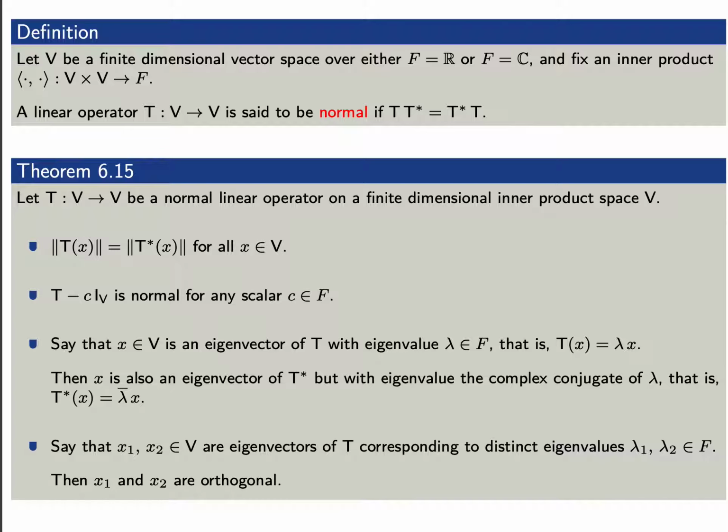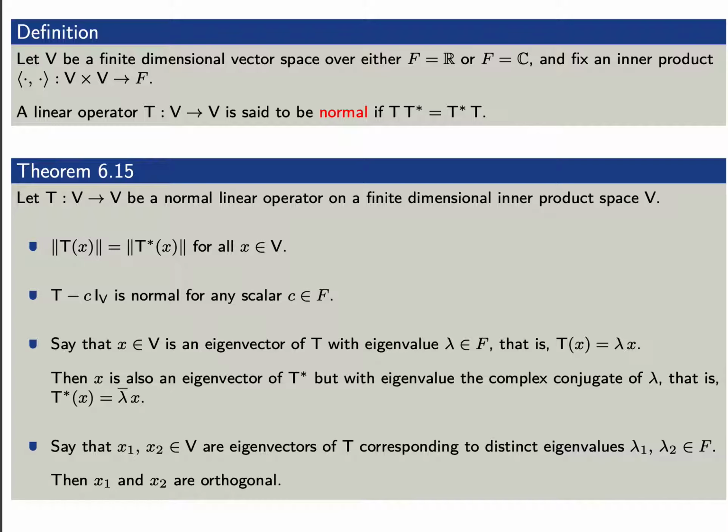Say that T is indeed a normal operator on a finite dimensional vector space V. Then the norm of T of x is equal to the norm of the adjoint of T applied to x. In fact, this statement really motivates why we call this a normal operator. The idea is that the norm of T of x is the same as the norm of the adjoint of T on x. Next, if T is a normal operator and c is any scalar, then T minus c times the identity transformation is another normal operator.